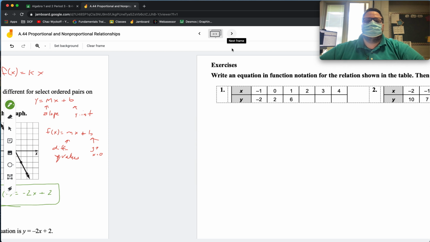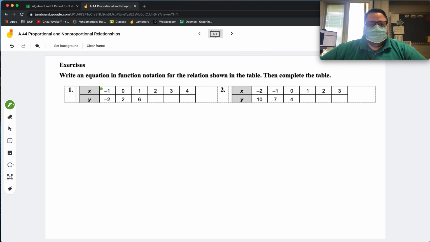So let's go on and do some problems together. Write an equation in function notation for the relation shown in the table. So first thing we want to check, do our x values go up by 1 each time? They do. They're going up by 1 each time. Now we need to figure out what's going on with our y value.